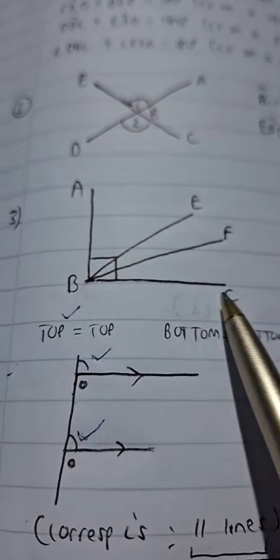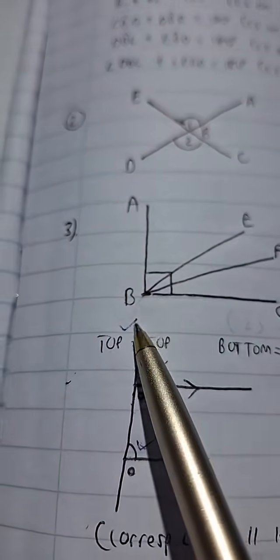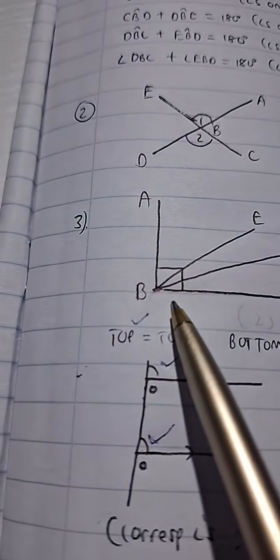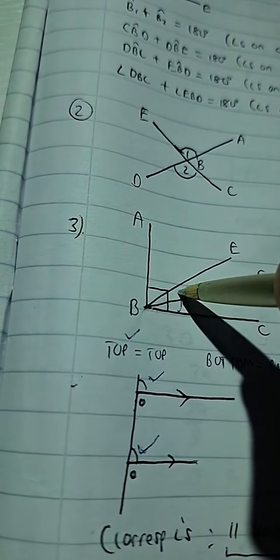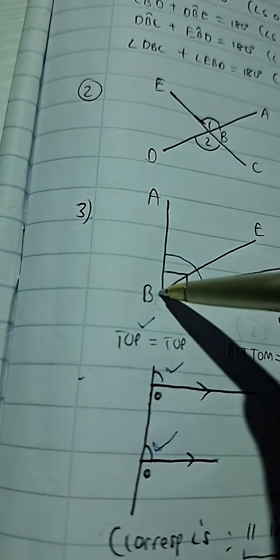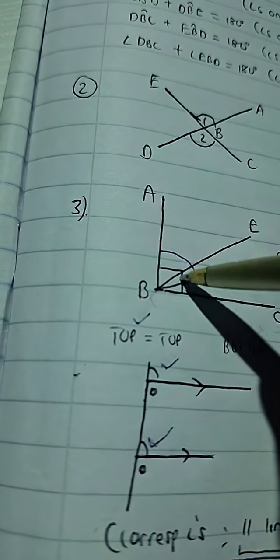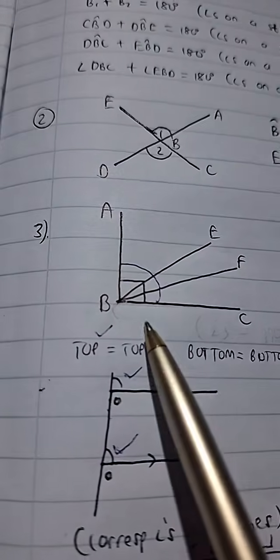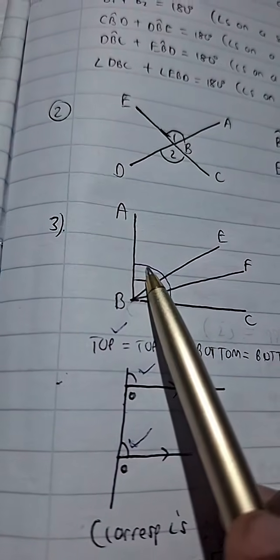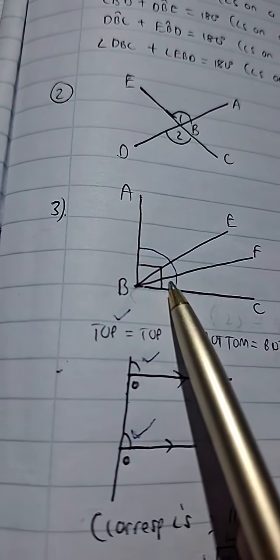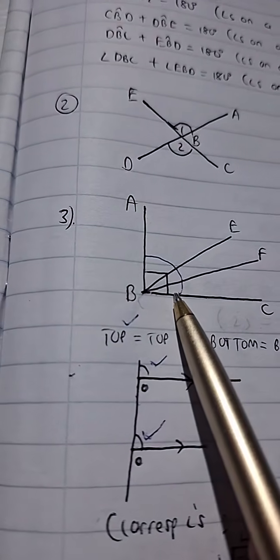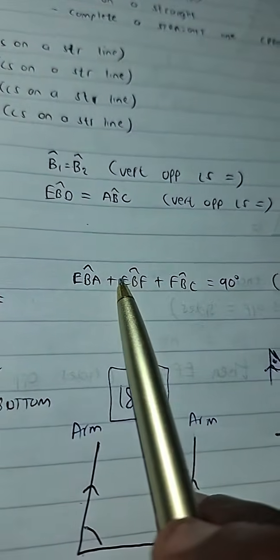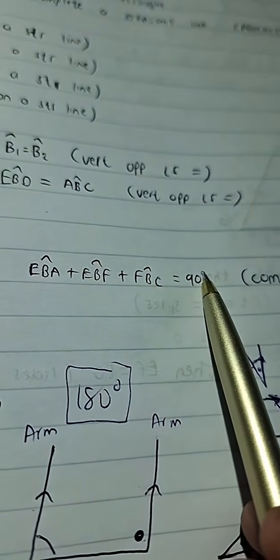Once again, angles formed, angle B, 90 degrees. Angles sharing a common vertex, but the sum of which is 90 degrees. We call these angles individually next to each other, forming 90 degrees, complementary angles. They add up to 90 degrees, guys.